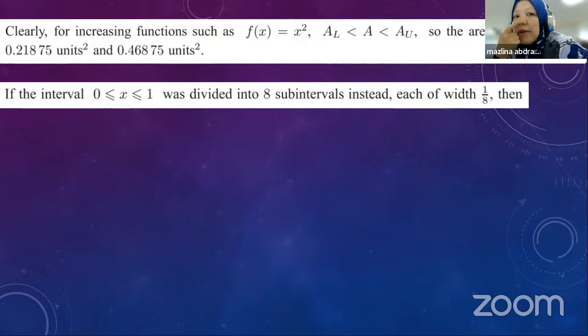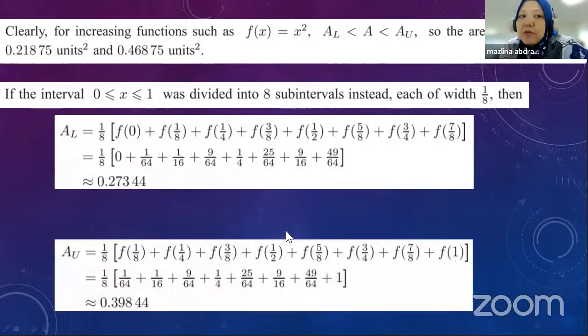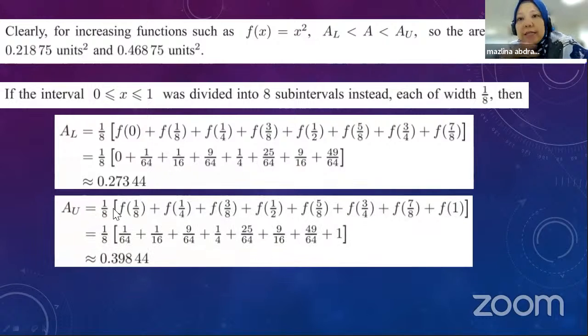If the interval of x between 0 and 1 is divided into 8 sub-intervals instead of 4 as before, now the width becomes 1/8. So when you divide with 1/8, we are going to get this area. If using the lower part, it is 1/8 times f of 0, f of 1/8 and so on. It's the same method, and then we look for the upper parts of the rectangle. Same method, but just now you had 4 strips, now you have 8 strips. So the area becomes this.